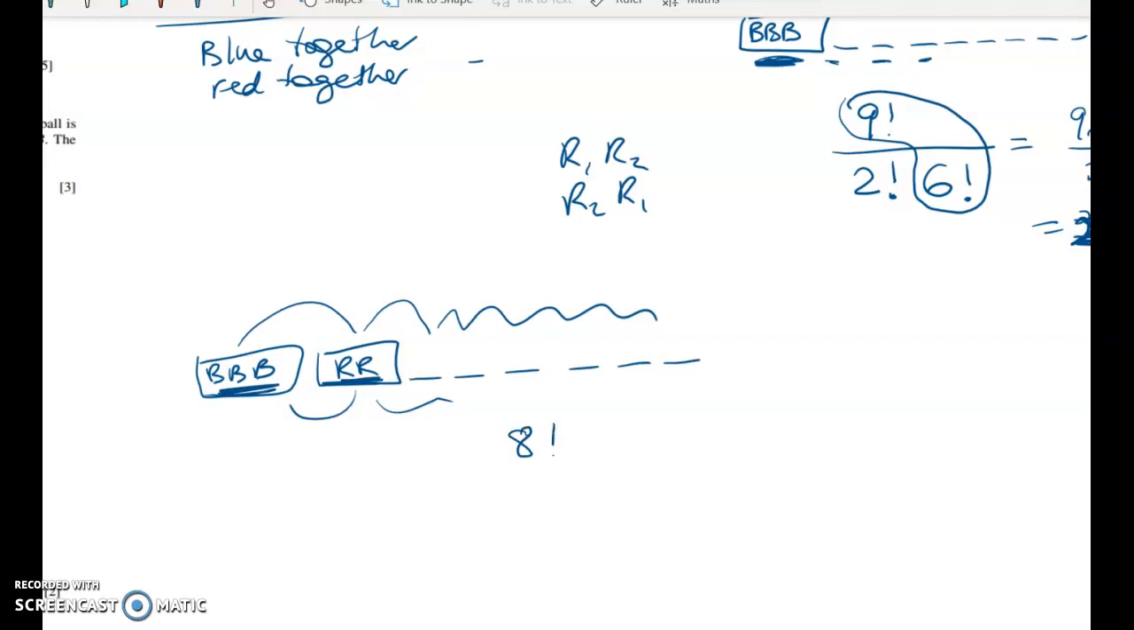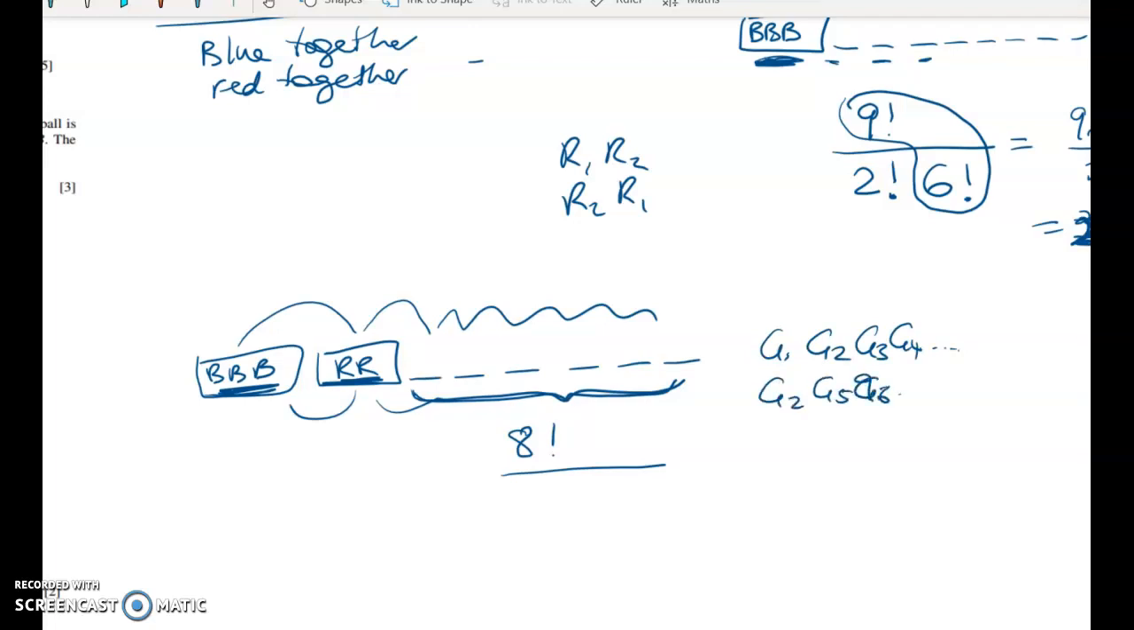So it's 8 factorial, and now I've got to undo the fact that the green ones, green 1, green 2, green 3, green 4, and so on is the same as green 2, green 5, green 6. So I'm undoing this one by dividing out 6 factorial. That just leaves me with 8 times 7, which is 56.